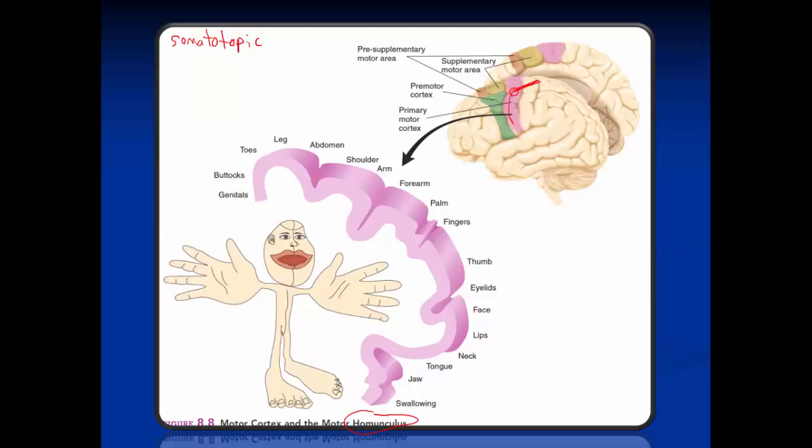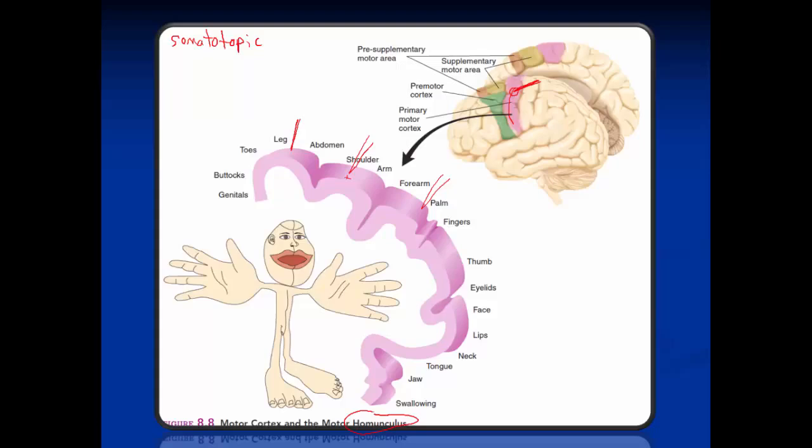So let's say I put this in here and stimulated here, I would see movement related to the shoulder. If I did that here, I'd see movement related to the palm of the hand. And you get the idea how we can map this whole thing. Each person has a slightly different homunculus. If I were to stimulate this area in one person, we might see movement related to their leg. If I did it in another person, it might be a slightly different part of the leg or the abdomen.